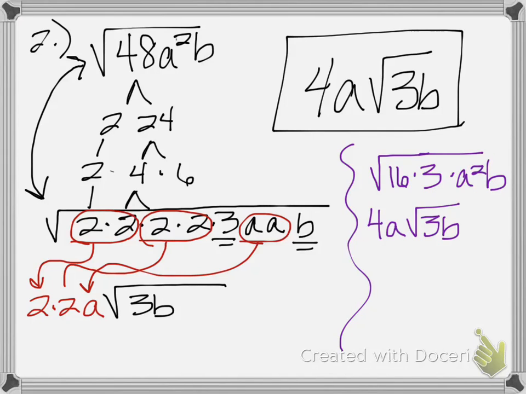But the prime factorization method, I think, will really help you when they're doing cube roots or even 4th roots and they want you to simplify. If they want cube root, ring up 3 at a time. If they want a 4th root, you ring up 4 at a time. So 2 different ways to arrive at the same answer.